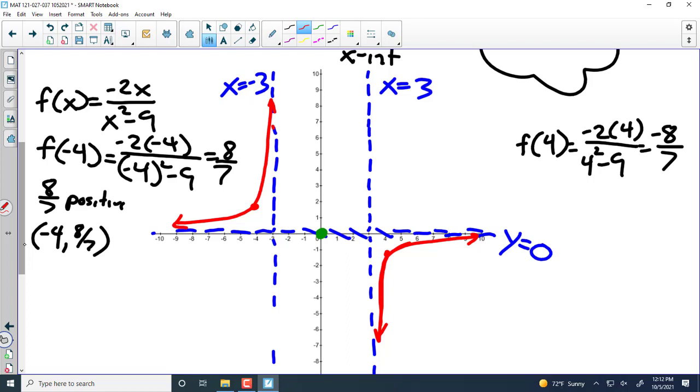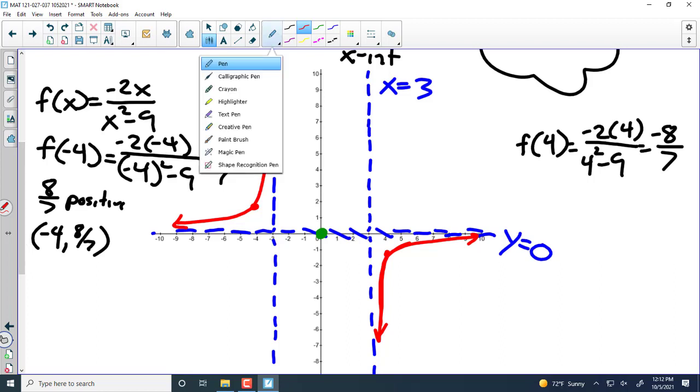Now here's the problem with the middle, everyone. There is a problem with the middle. I don't know for sure what it does in here because we could do anything with horizontal asymptotes. Don't do what I'm about to do, everyone, because I'm going to make a mess. Let's see if I can do my magic pen here.